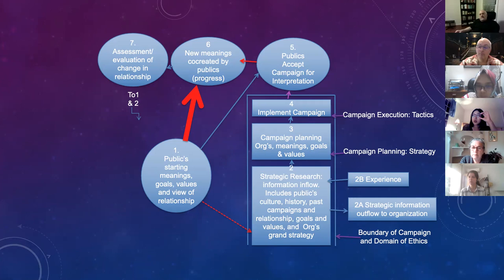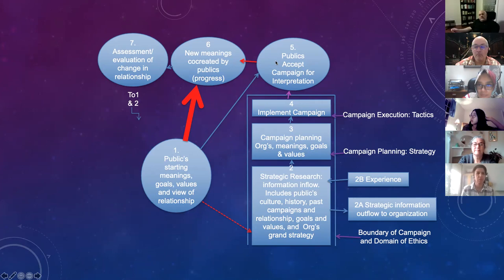We do a good campaign and use tactics to implement it. The campaign gets to the publics. Where they started influences their interpretation of the campaign. That's why the arrow goes that way. This arrow is also supposed to have another head on it down here. I don't know what I did with that. But the starting point the publics had influences how they understand or accept campaigns.